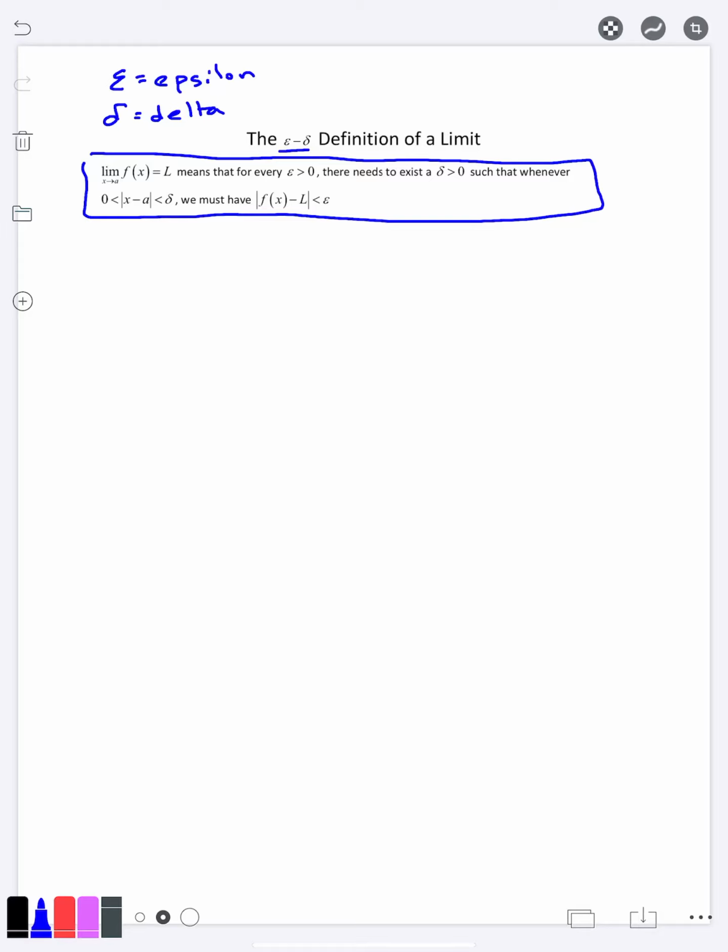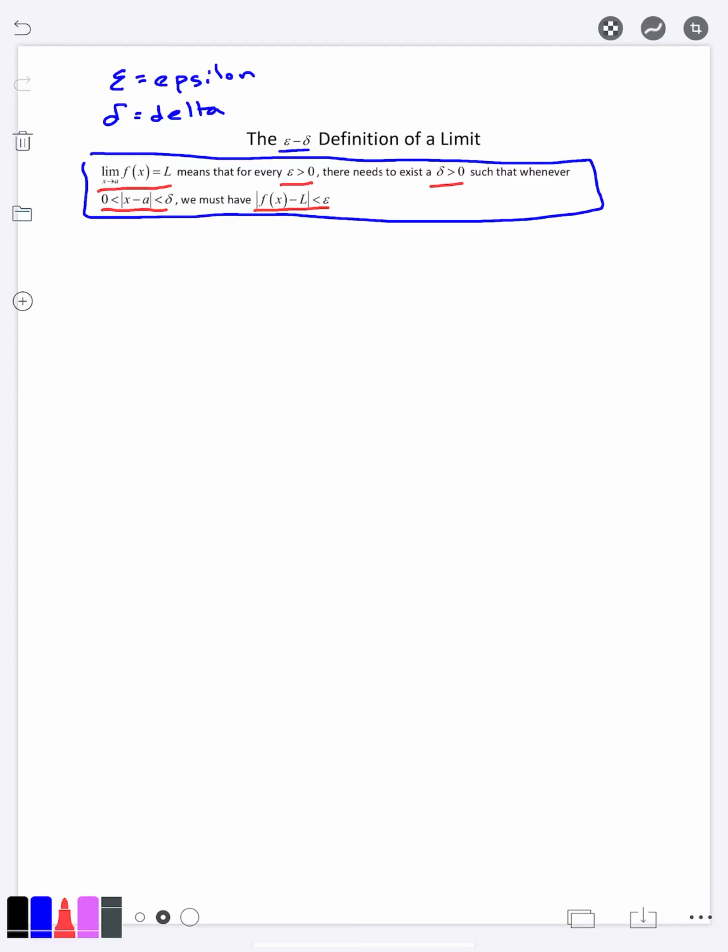So let's break it down here. The first part of it is saying the limit of a function equals the number L means blah blah blah. And it says for every epsilon greater than 0, there has to exist a delta greater than 0 such that whenever this weird inequality is true, we must have this other weird inequality is true.